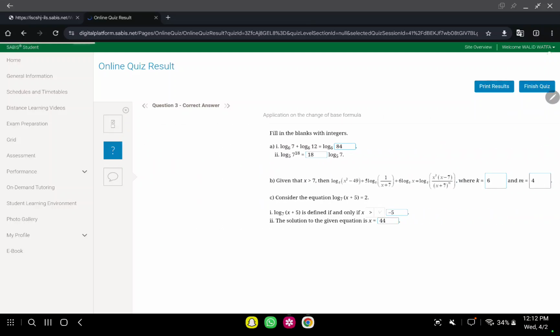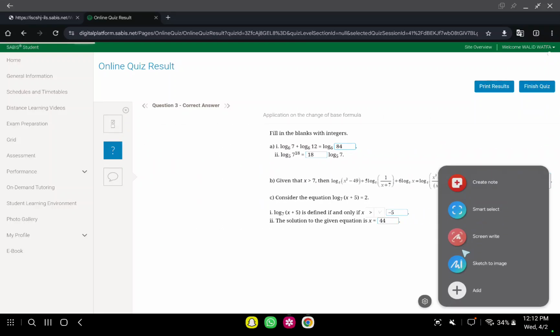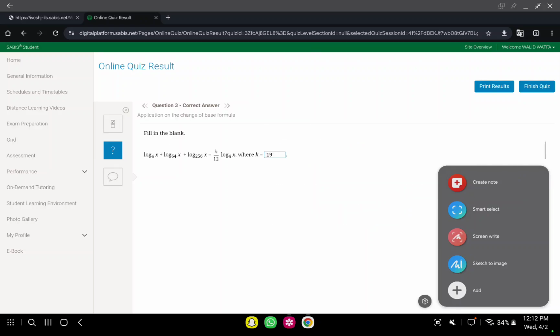I'm taking too much time on this. Question 3. Let's let it load. Okay, very easy. Looks very easy.